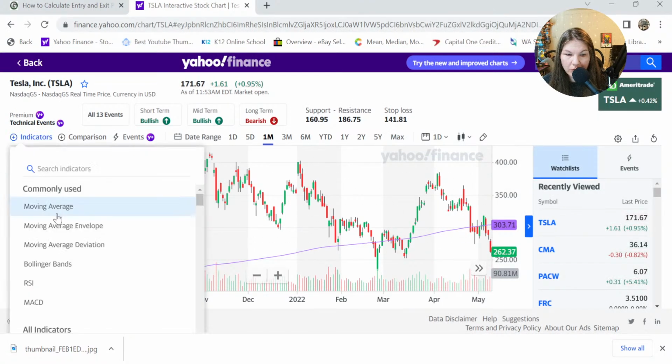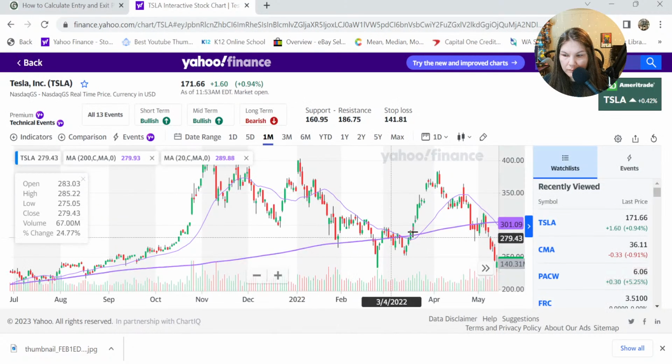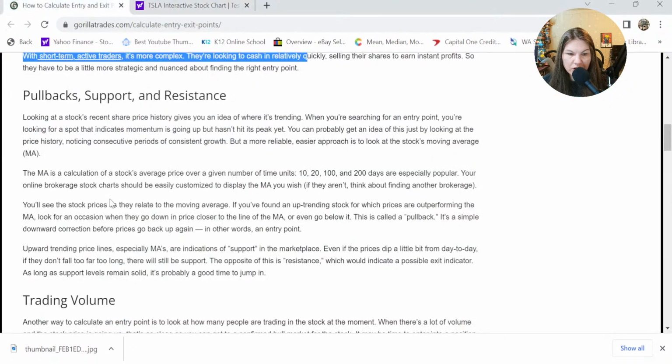Indicators, moving average. Look at period. We learned, guys. Yay, we could do 20 days. And there we go. Now we got a 20-day moving average. So, you'll see the stock price as they relate to the moving average.